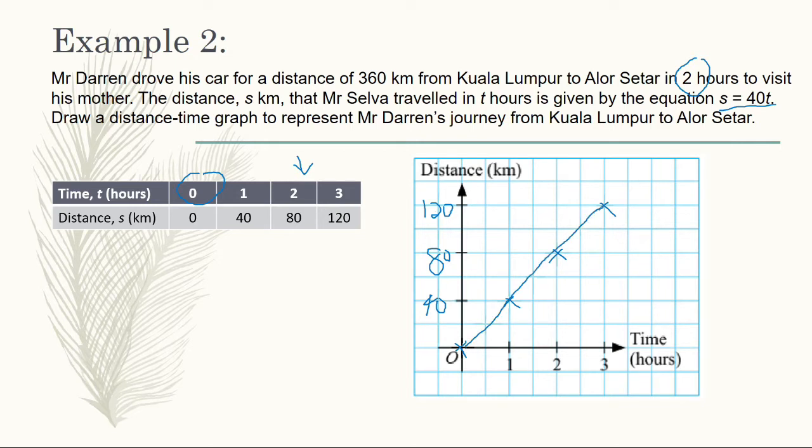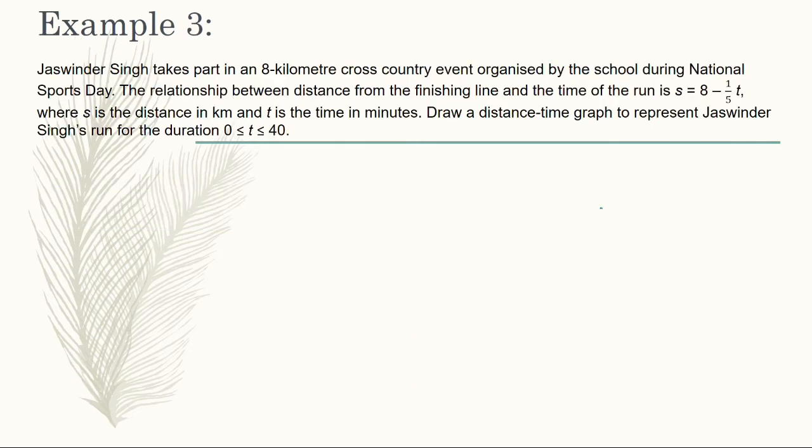Okay, now we look at the next example. Jaswinder Singh takes part in an 8-kilometer cross-country event organized by the school during National Sports Day. The relationship between distance from the finishing line and the time of the run is S equals 8 minus 1 over 5 t, where S is the distance in kilometers and t is the time in minutes.